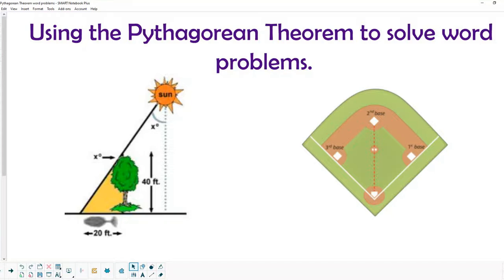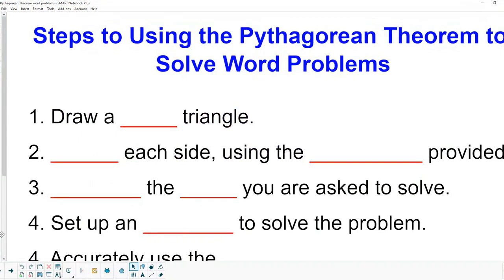All right, now that we're getting used to doing some of these Pythagorean theorem problems, we're going to do a few word problems to get used to when you might use this in real life. Here's a couple of pictures that show potential uses, but let's get into a specific problem. First of all, here are the steps for using the Pythagorean theorem to solve a word problem.